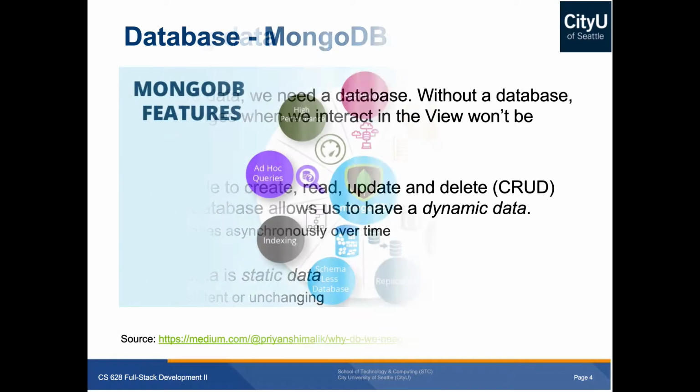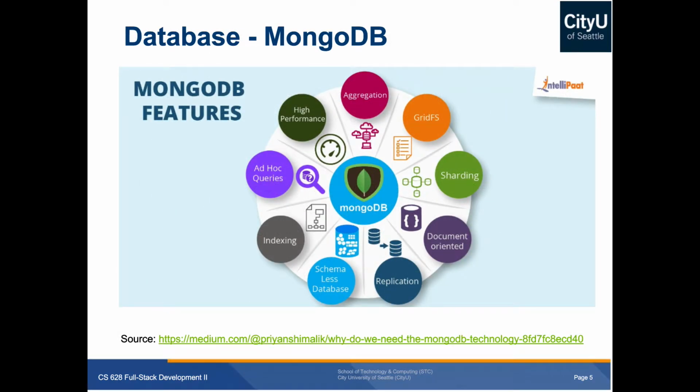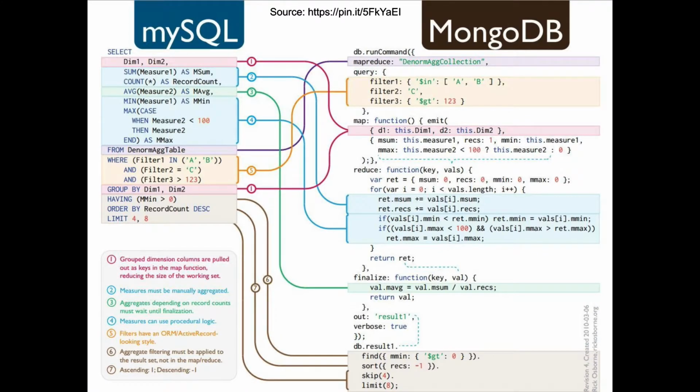Okay, so MongoDB features: we have document-oriented storage, replication, indexing for fast searching, ad hoc queries, high performance, aggregations, and so on and so forth. If you have relational database experience, the left hand side is a MySQL relational database where the SQL syntax maps to specific functions. You can use the same thing with NoSQL.